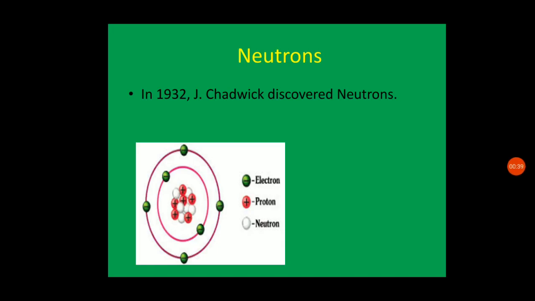From the Rutherford model, we came to know that there is a nucleus at the center. Inside the nucleus, the positive charge is present, and outside, the electrons are revolving. Electrons are negatively charged particles. And we also came to know that the mass of the atom is concentrated at the nucleus.